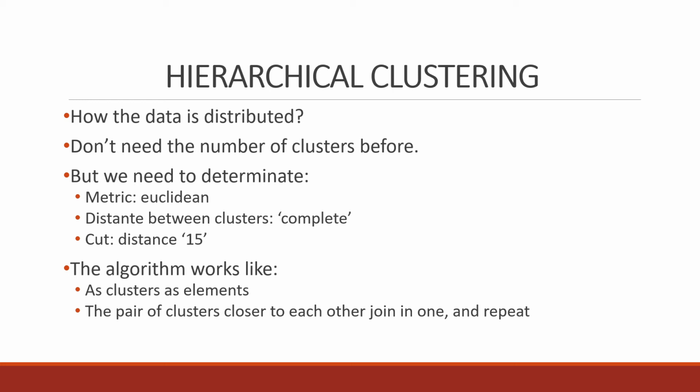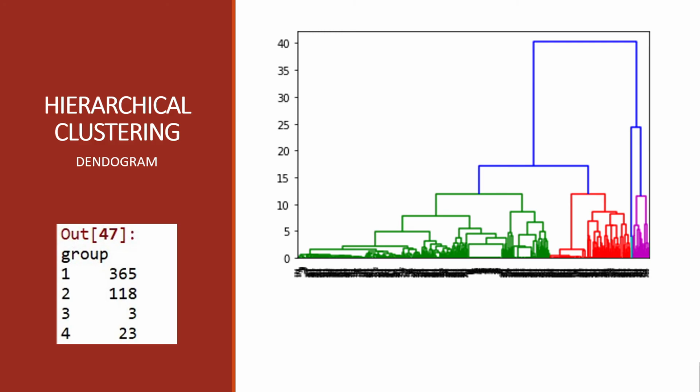We normalize our data using the min-max scaler, compute the similarity matrix using the Euclidean metric because we have numeric values, and we use complete distance between clusters. Applying the cut at about 15, we obtain this dendrogram. As we can see, we have 4 clusters of elements by cutting at 15.